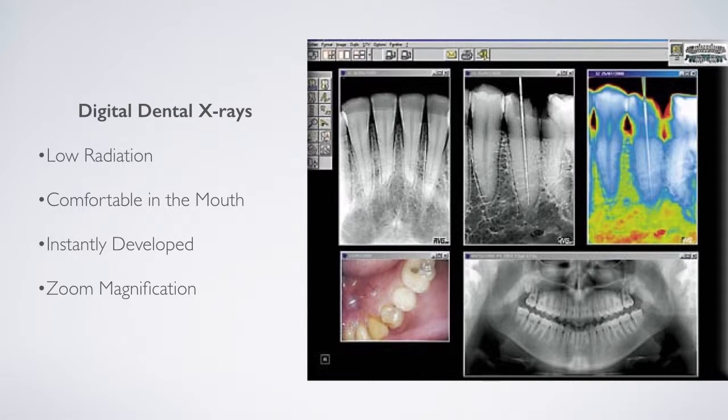For digital X-rays, there's low radiation, and also we don't have chemicals, as with the old X-rays there were lots of chemicals to actually develop them. So it's easy and comfortable for the patient, and there's instant development for the patient to have their X-rays developed there and then with the dentist. And if the dentist sees an issue, he can zoom in and see what is going on within the system.